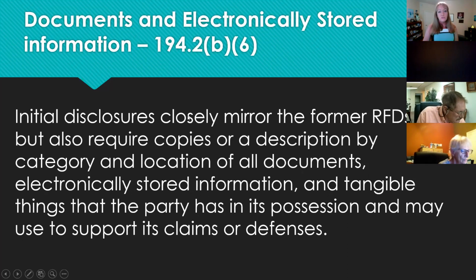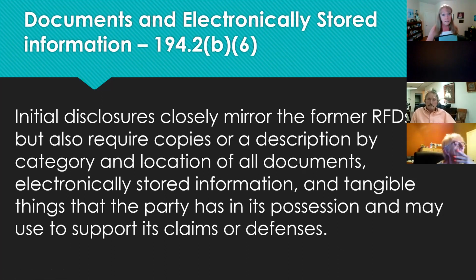Okay, initial disclosures do mirror the former requests for disclosure, but there's an additional requirement. Now, the rule requires that we disclose copies or a description of all documents, electronically stored information, and tangible things that the party has in his possession and may use to support his claims or defenses. So this is production of documents in your required disclosures, basically. So be advised that it's going to take some time to get this together, and make sure that your client expectations are managed accordingly to make sure that you get all the documentation from them that you need to comply with this rule.